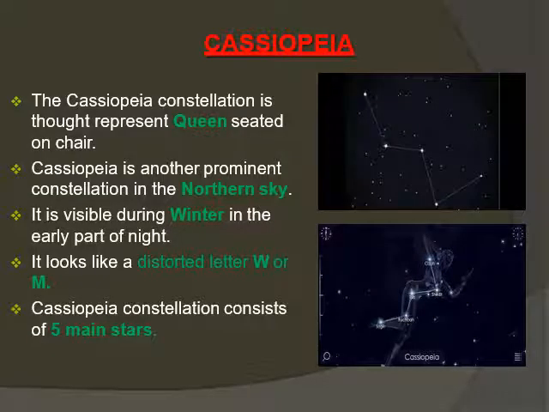Cassiopeia is the constellation thought to represent a queen seated on a chair. Cassiopeia is another prominent constellation in the northern sky. It is visible during winter in the early part of the night. It looks like a distorted letter W or M. The Cassiopeia constellation consists of 5 main stars.